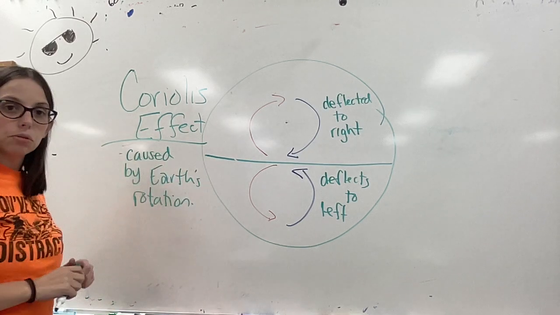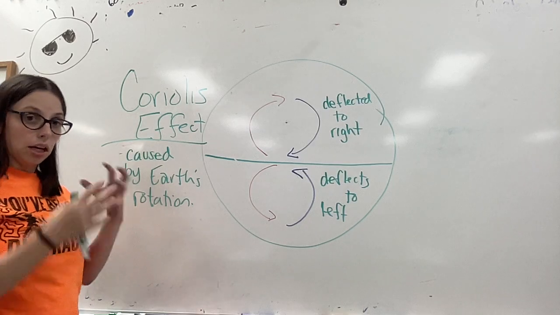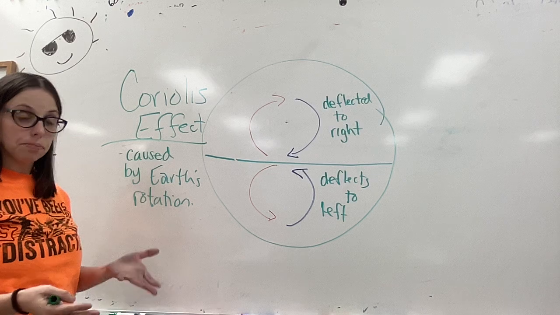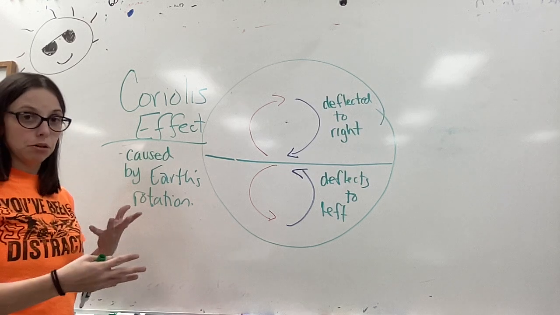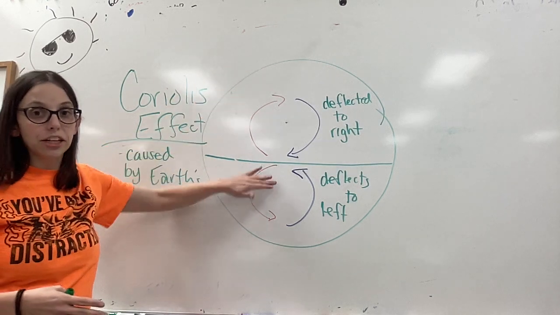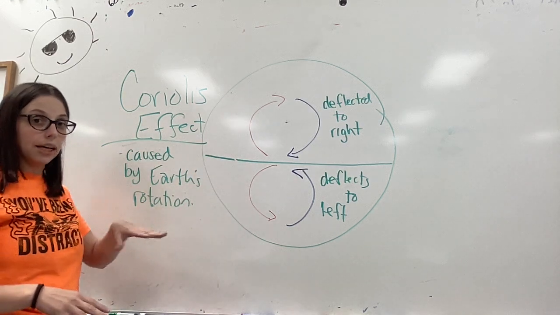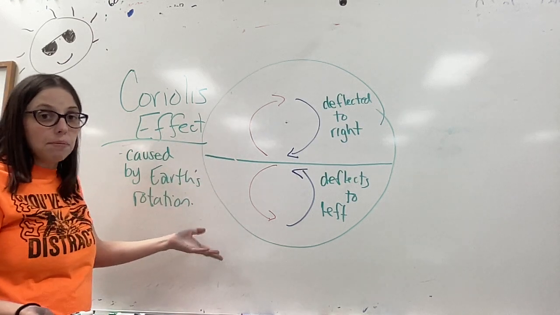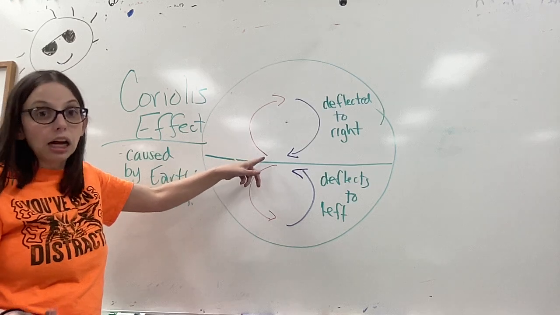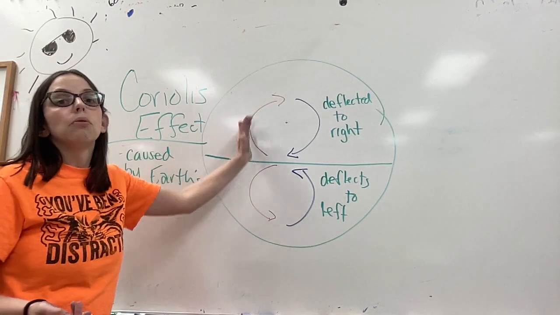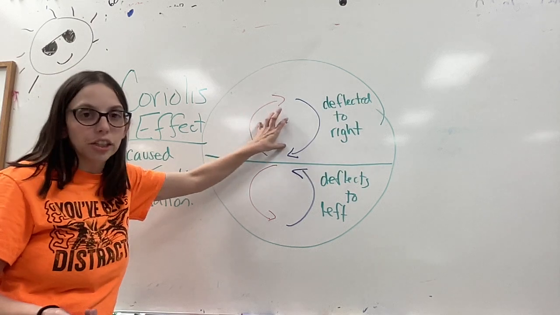Here's what I need you to know about the Coriolis effect. This is caused by the Earth's rotation. We live on a ball that is spinning. It spins once every 24 hours. This spinning movement means that we have different rotational speeds at different latitudes. I don't want you to get too caught up in that. Essentially, these are going in straight lines, and you're like, that doesn't look like a straight line to me. Our target underneath is moving.